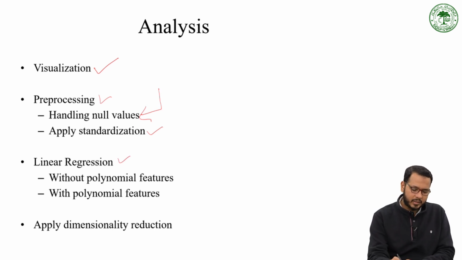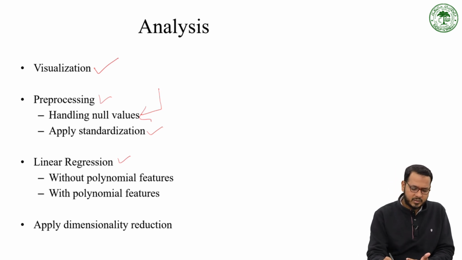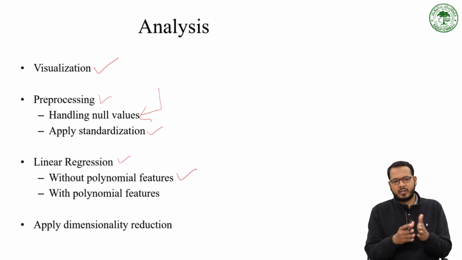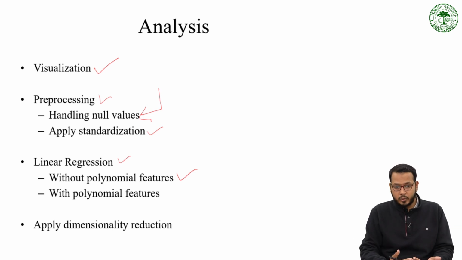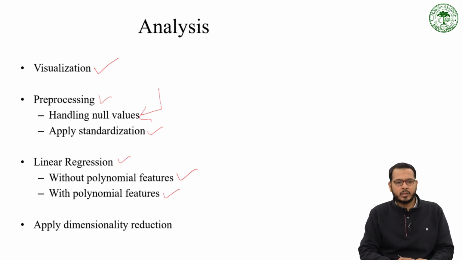Then we'll try to apply linear regression algorithm. We'll do two versions. First, we will just take a linear combination of all the features and will not consider any polynomial feature or higher order polynomials. But later on, we will also try to add 2-degree polynomials of the given feature and see whether it improves the performance of the prediction.